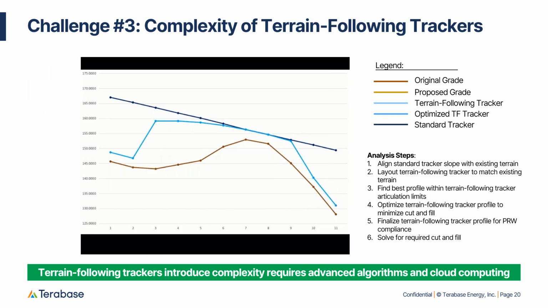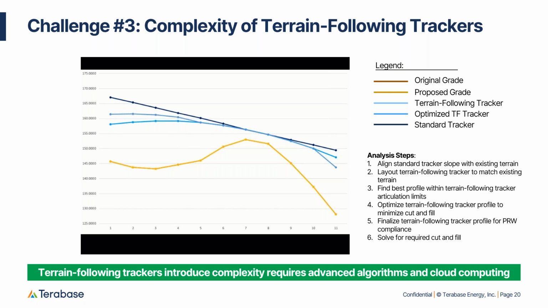All right, so hopefully we can get this video playing. So challenge number 3, this is the most fun. The design of terrain following trackers is exacerbated by the number of parameters available in terrain following architecture. We have too many variables to play with, and it makes it very hard to design. The video you see on the screen helps to demonstrate the challenge. We have a dark brown line representing the original grade. Dark blue line represents what a standard tracker profile might be.